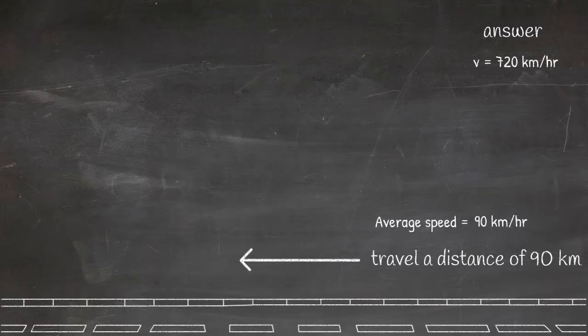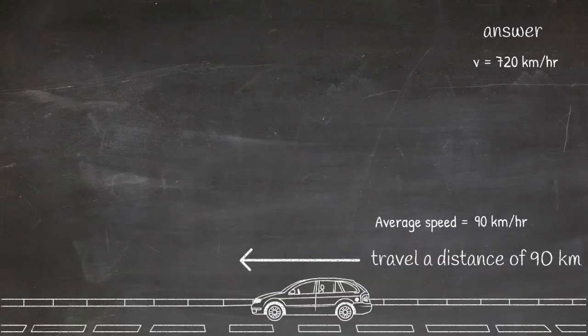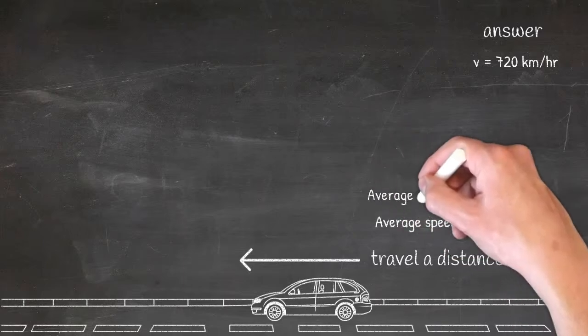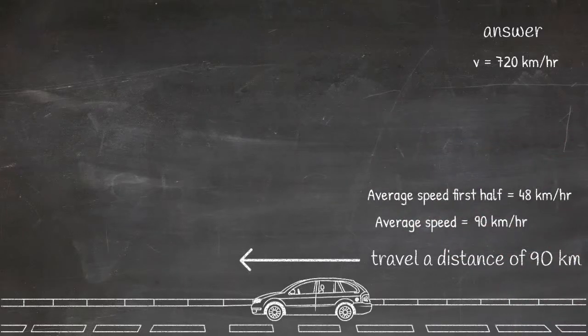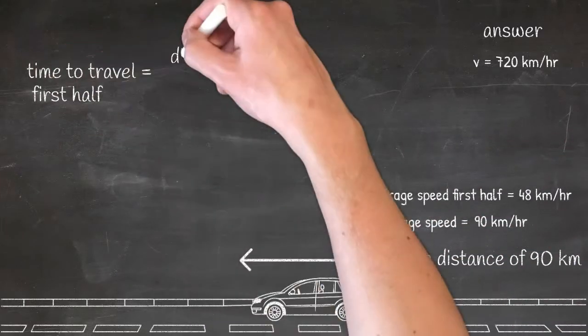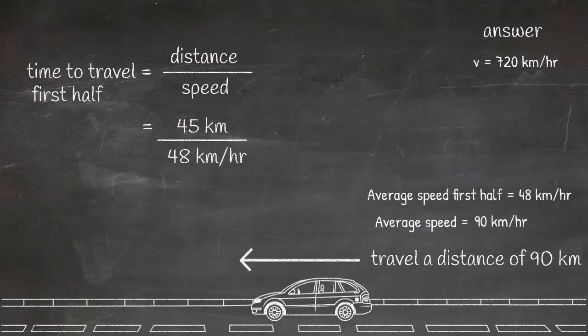Now recall, in this particular problem, we're told that the average speed for the first half of the trip will be 48 kilometers per hour. So the time it takes to travel that first half will be half the distance, 45 kilometers, divided by our average speed of 48 kilometers per hour, which gives us a value of 56.25 minutes in order to complete the first half of the trip.